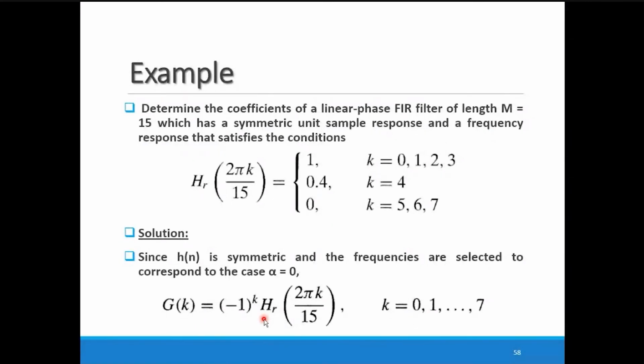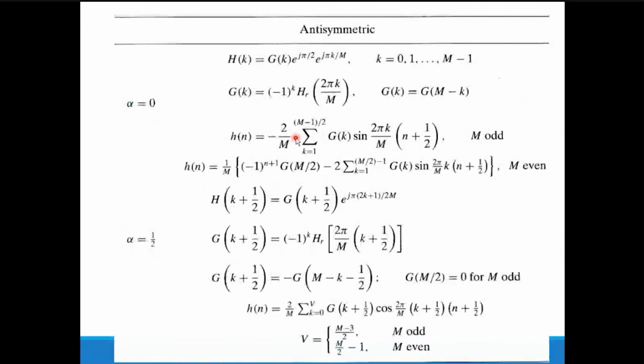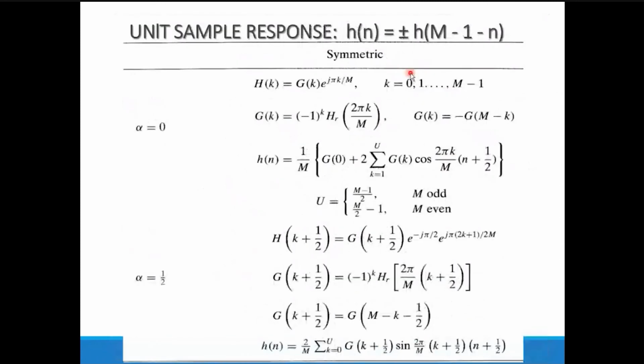So here you can see that some things are mentioned. M is equal to 15. So first, M has an odd value, and the unit sample response is symmetric. From this table, this is the symmetric case with M odd, so you have to select these particular equations. U is equal to (M minus 1) by 2. M has the value 15, 15 minus 1 is 14, divided by 2 is 7. So U has the value 7.